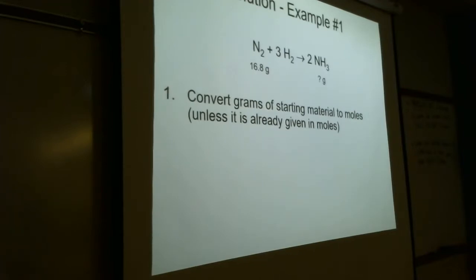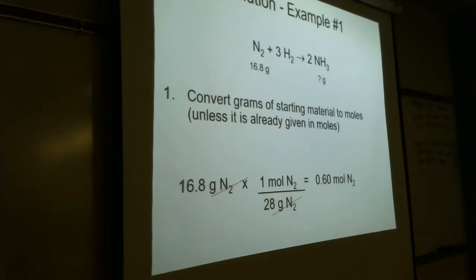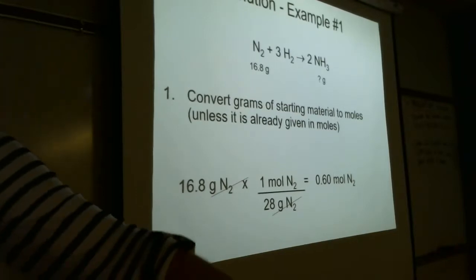Each nitrogen has a mass of what? If you don't have a periodic table handy, you might want to take a second and find one. Each nitrogen is what? 14, and there are two, so it would be 28, right? Because it's like 14.007, so we can just round that to 14. So we convert grams to moles. Now we're going to carry out extra decimal places and round at the very end.